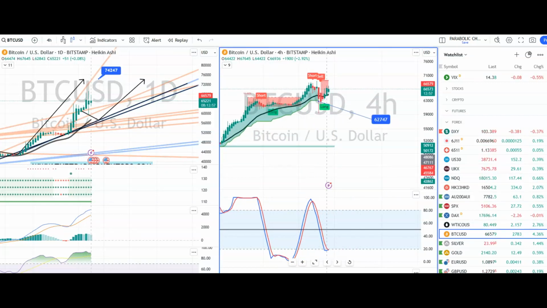And this is cheap now. This is cheap. This is expensive. This is expensive. This is cheap. Okay, so the Advanced Pro charts tells you when it's cheap and when it's expensive.